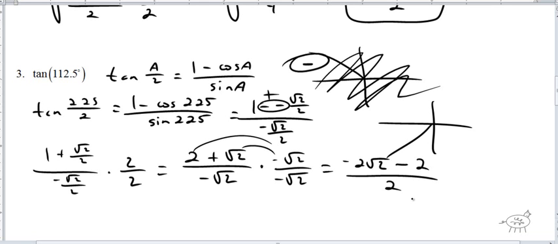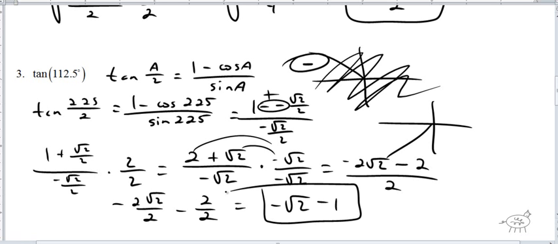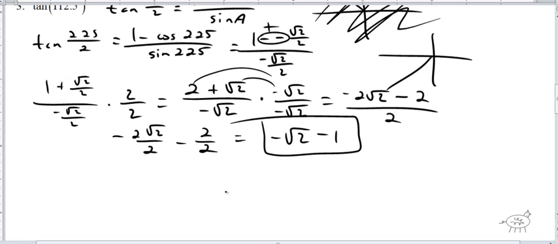And then I can split it up. You can either factor it out, but I like to split it up. So truly you're doing negative 2 root 2 over 2 minus 2 over 2. And that gives us negative root 2. A lot of 2's. Negative root 2 minus 1. That's your final answer. Okay, not too bad.